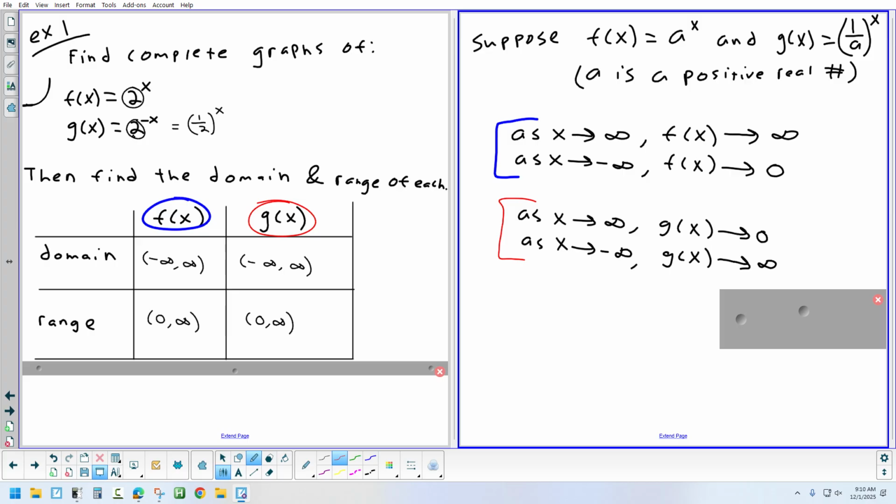Okay, so that's describing what we call the end behavior. What happens as you go to the right, and what happens as you go to the left. Okay, any question on that?